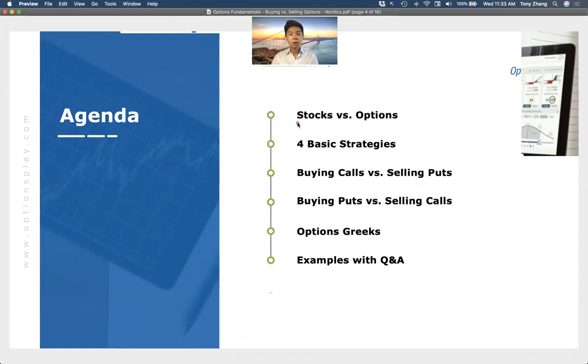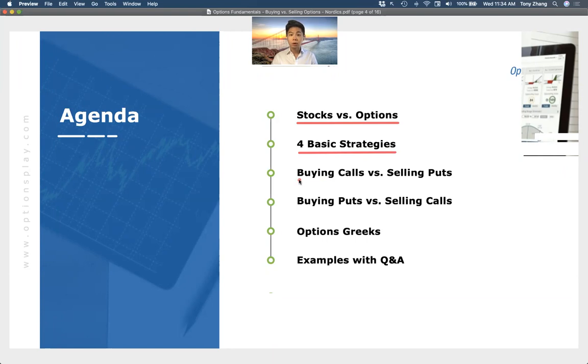So today what we're going to cover are a few different things. We're going to first talk about stocks versus options. And the reason I want to talk about stocks versus options is because I want to talk about what are the advantages and disadvantages of trading stocks, because that's going to help you understand what are some of the advantages to trading options. Then we'll talk about the 4 basic strategies, and we'll break them up.